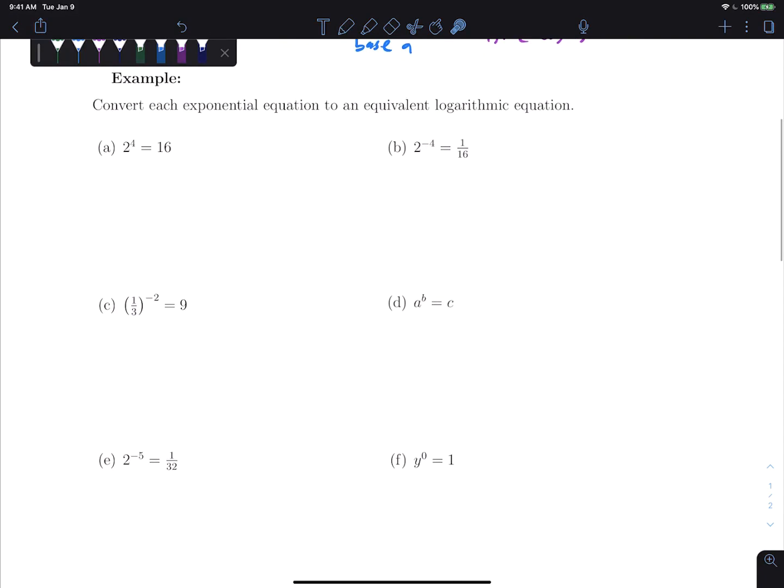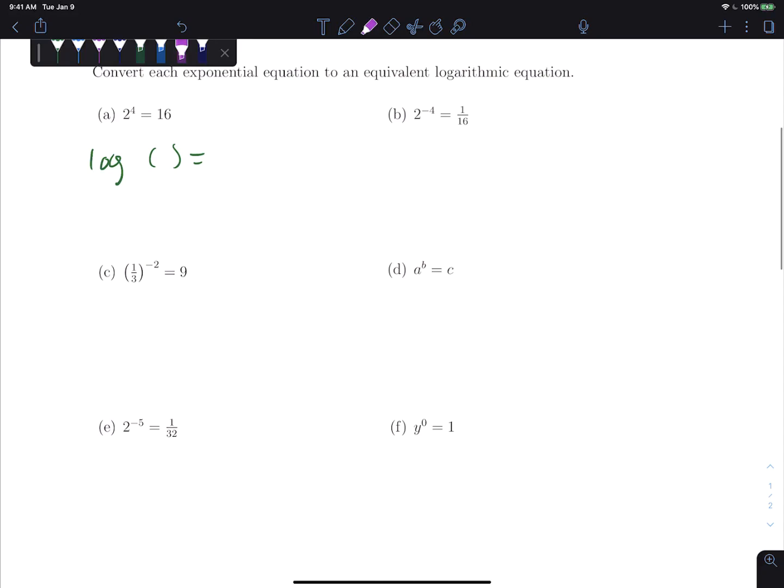Let's look at some examples. We want to convert from each exponential into an equivalent logarithmic. So if we have 2 to the 4th equals 16, I'm going to write this as log base something of something equals something. To do that, we have to realize that the base of the exponential is 2, so the base of the logarithm is 2 as well. So this is log base 2 of something equals a number.